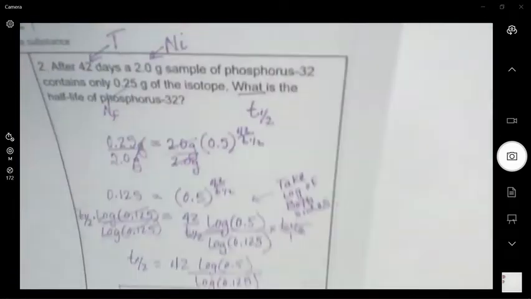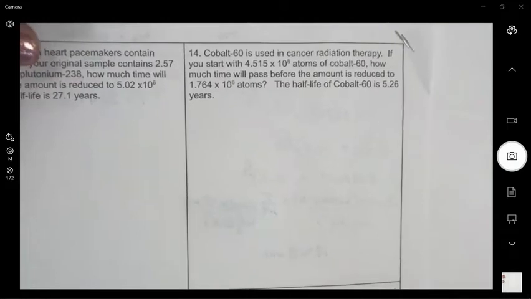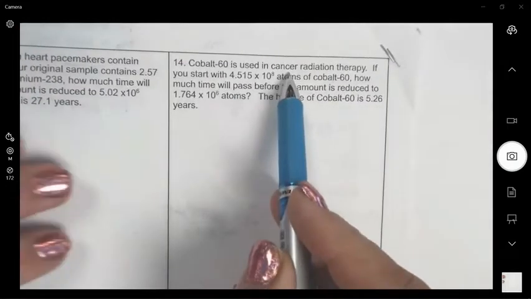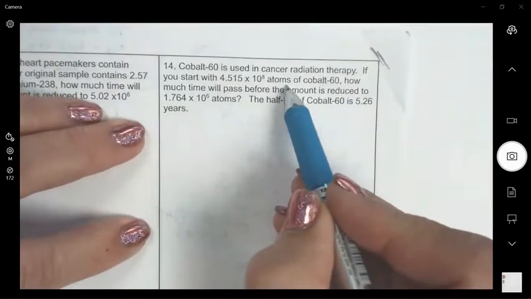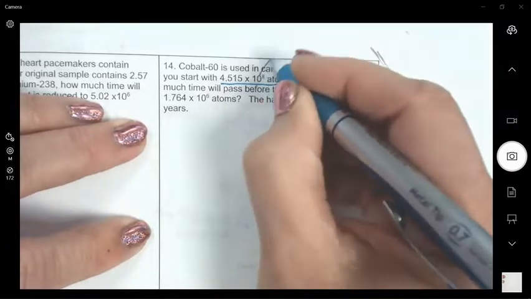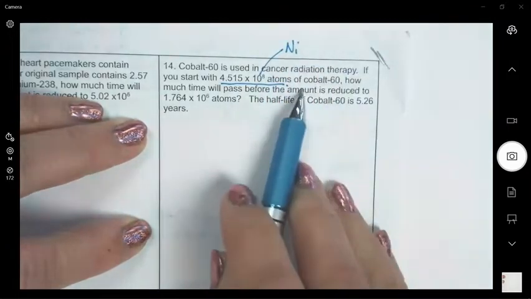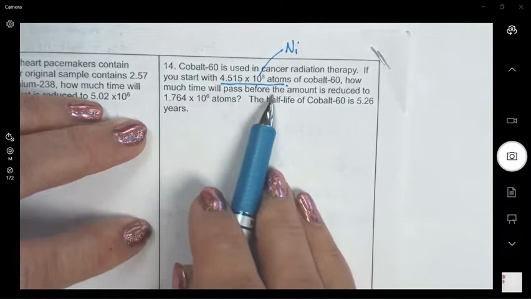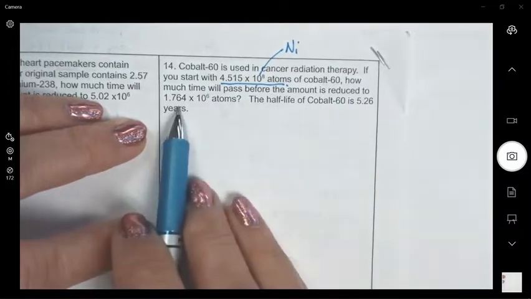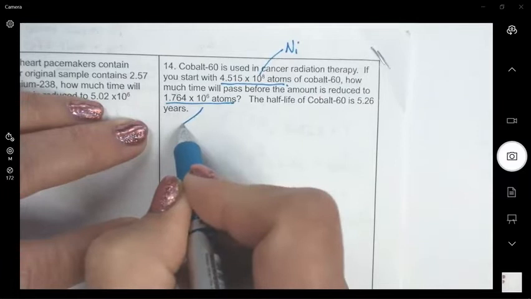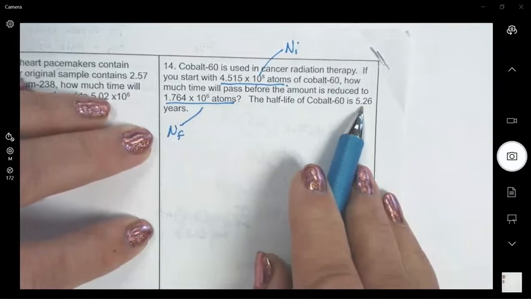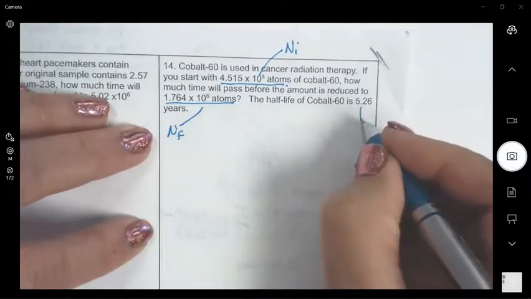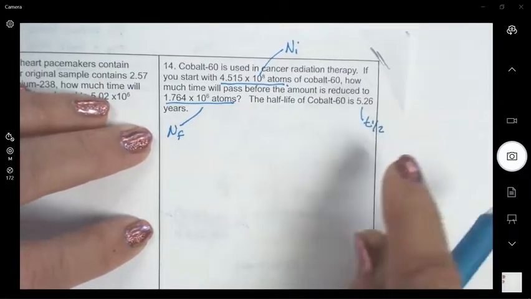Number 14. Cobalt 60 is used in cancer radiation therapy. If you start with a certain number of atoms, this would be our N initial. How much time will pass before the amount is reduced to a certain number, N final? And they give us the half-life, 5.26 years. So this is my half-life.